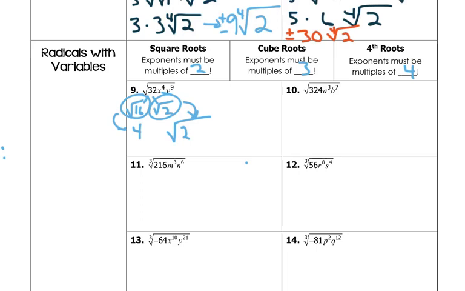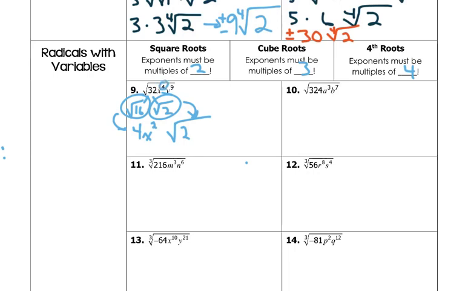Now we have to deal with the variables. X to the 4th. What number multiplies together twice to get x to the 4th? X squared times x squared is x to the 4th. So x to the 4th is a perfect square. If we're talking about square roots, any even exponent is a perfect square. So this is going to be x squared on the outside, nothing left on the inside because this is even.